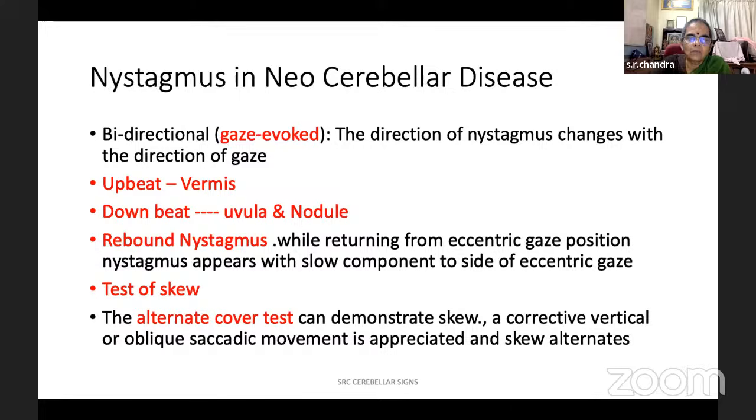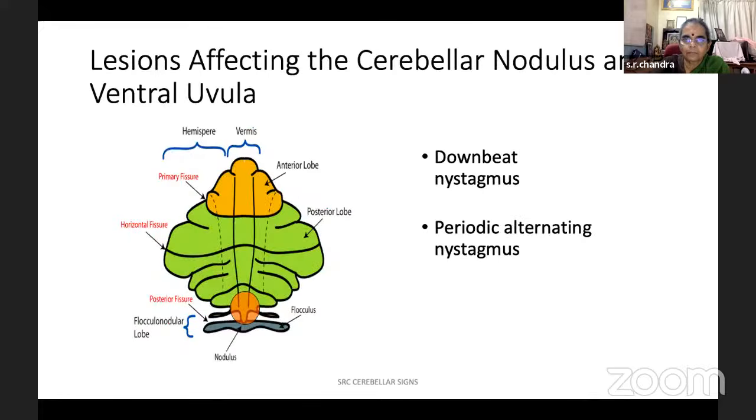And you can look for skew deviation, if it is not obvious, by doing the alternate cover test. This also is mentioned in my eye movement talk, that will be there. So I'm not explaining the cover test.